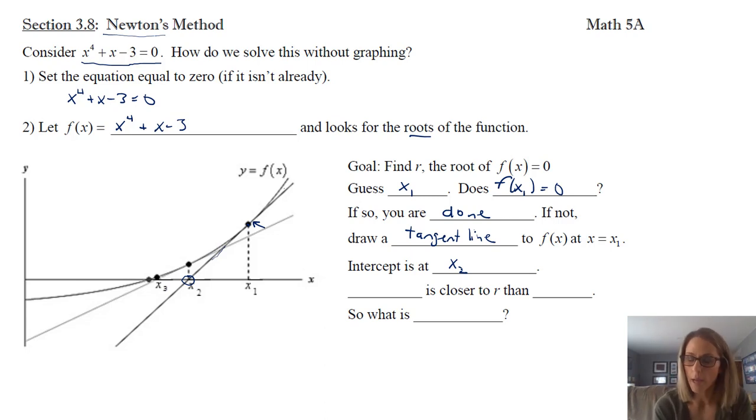And the key thing to see is that x sub 2 is closer to the actual root than x sub 1. And then the idea would be you could keep going. So look at the tangent line at x sub 2 and how it then crosses the x-axis at a value called x sub 3, and that's even closer to the root.